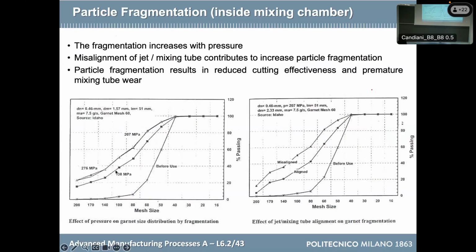And this graph is telling me that before the use, I have a certain distribution along the mesh size. So this is the integral of all the grains when increasing the mesh size. But if I'm working at 138 megapascals for the water, I'm destroying a portion of those grains. And in fact, you see that more grains are passing through the sieve. And if I increase the pressure, I go ahead along this path.